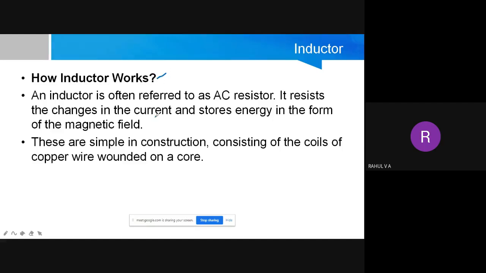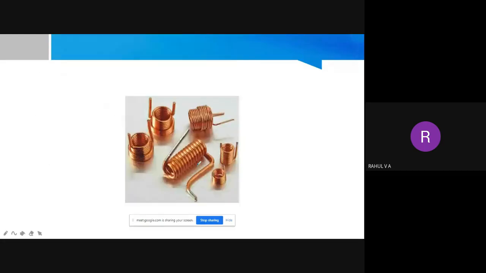So inductor is actually a coil. Okay, it is a coil like this. So they have wound this coil in a neat manner. Sometimes it will be wound on a cylindrical object. Sometimes normal air will be there in between the winding. So this is how an inductor looks like.